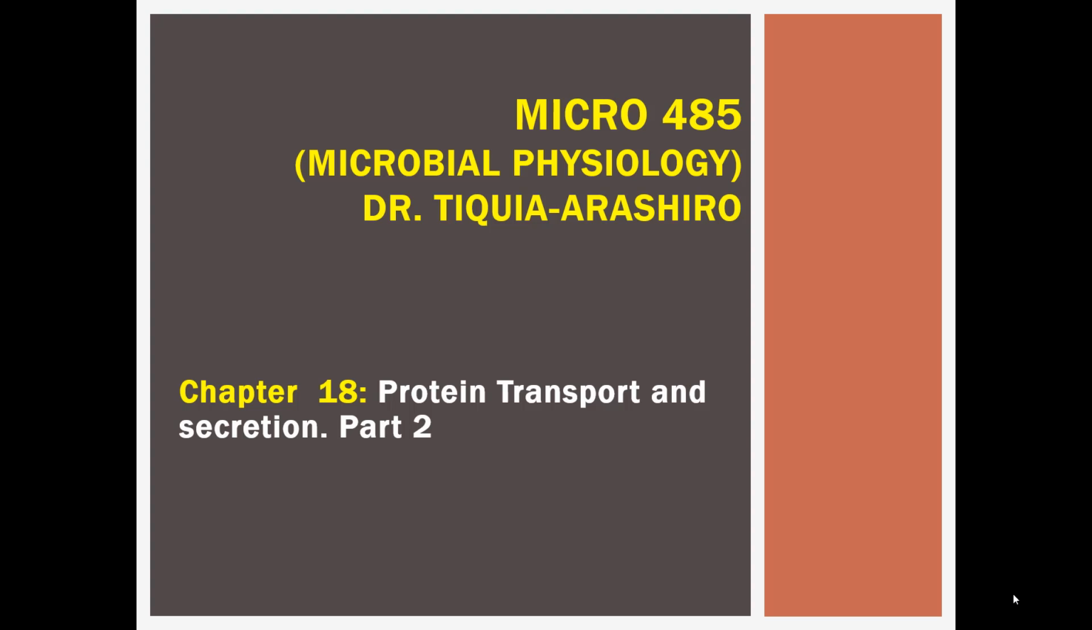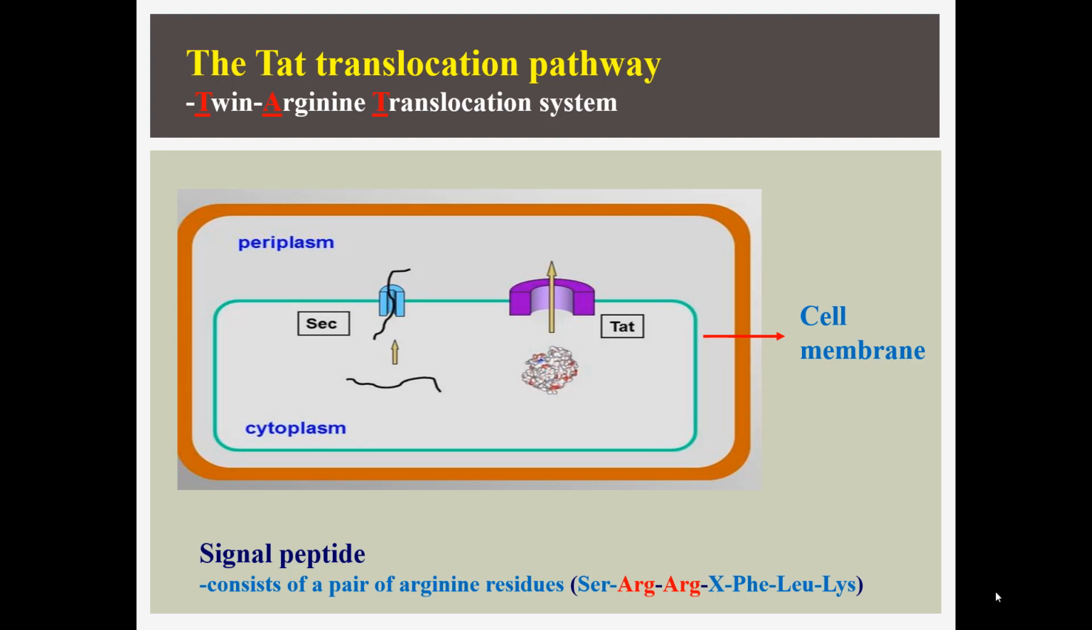Today's podcast will focus on the TAT translocase system and the different extracellular secretion pathways in prokaryotes. Prokaryotes translocate or export specific proteins into or through membranes. For example, the SEC translocase system, or the general secretion pathway, both export unfolded proteins into or across the plasma membrane. By contrast, the TAT translocase system transports previously folded proteins into or across the plasma membrane.